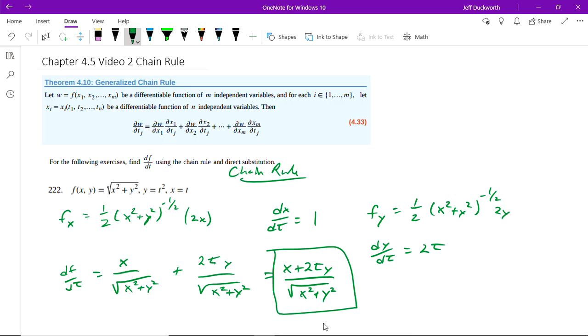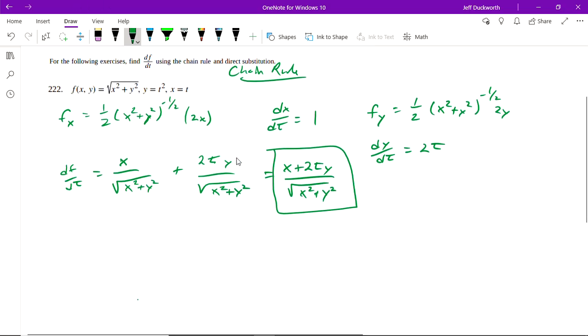We can also substitute in those values for y and x to get it all with respect to t, but for now it doesn't matter, but I'll show you in a bit how that goes. The next thing we're going to use is direct substitution. So that means our f evaluated at (x, y) equals the square root of t squared, because x is just t, plus t to the 4th power.